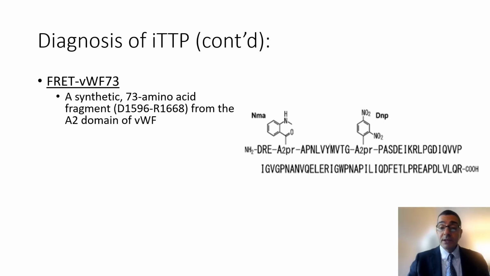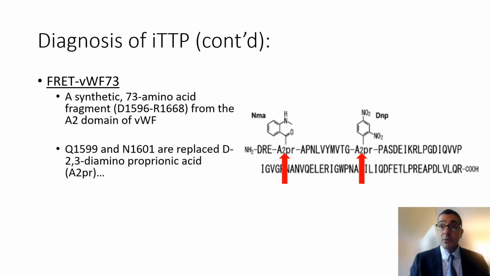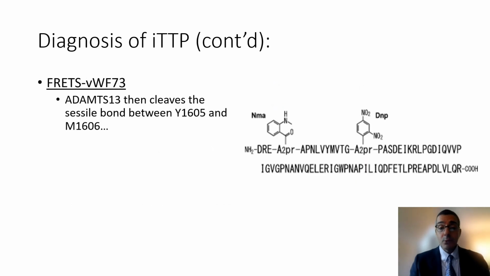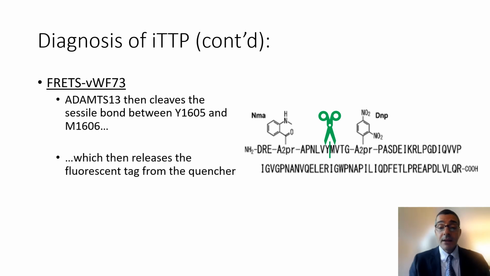And where you see this part that says A2PR, two amino acids have been replaced there. And what they've put on are these two other probes. Where it shows the NMA and the DNP, that NMA, that yellow, where the yellow arrow is pointing, is a fluorescent tag. Think of it as like a signal. And that purple tag is a quencher. In other words, it's binding, it's covering up that fluorescent probe. And the way the assay is performed is that if there is ADAMTS13, ADAMTS13 snips, with that dorky little green scissor representing ADAMTS13, between tyrosine, which is that Y, and methionine, which is M, and then it releases. It separates out that signal from the quencher, which we can then measure.